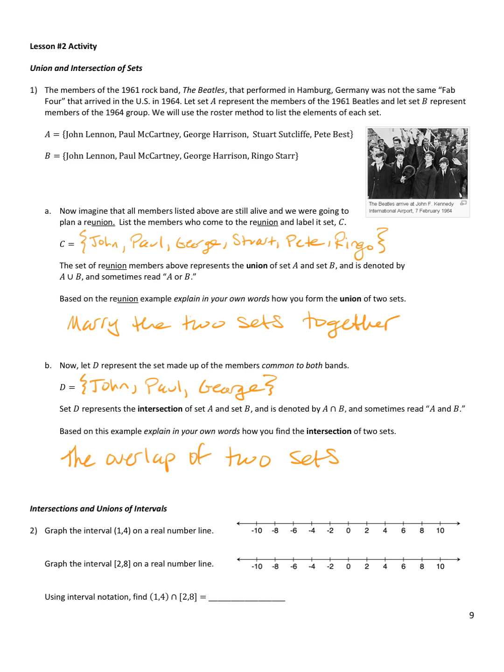So let's do some intersections and unions with sets of numbers. So I want to graph the interval 1 to 4 on a number line. So 1 would be the smallest. It's not included because it's got a round bracket. And 4 is the biggest. So there's that interval. And then 2 to 8, including the 2 and including the 8. So using interval notation, I want to find the intersection or the overlap of these two sets.